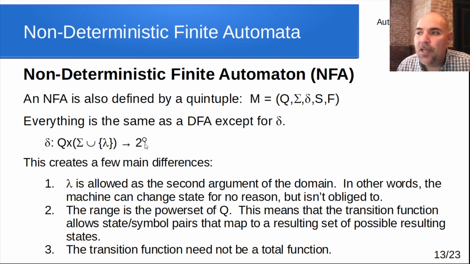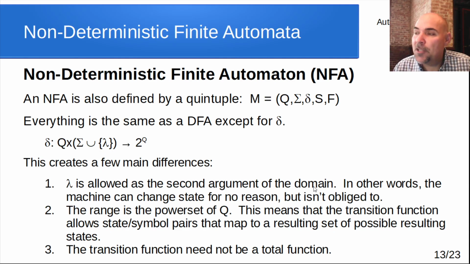Now, because of that change in the transition function, there are a couple of implications. The first one is that lambda is allowed as a second argument in the domain. So when we look up that function, we're allowing lambda to be in there. In other words, the machine can change state on nothingness, on an empty string. That doesn't mean that the string has already been exhausted. That just means it could change without consuming a symbol.